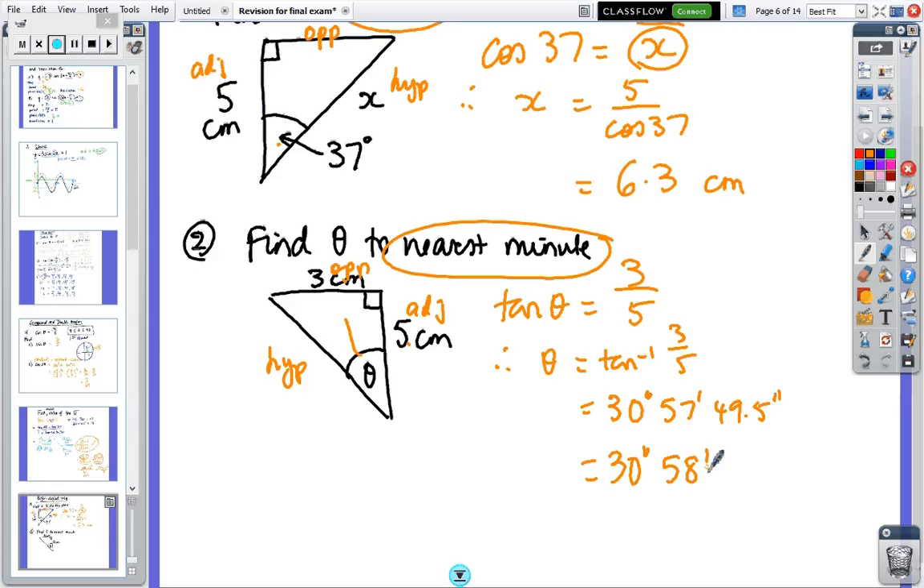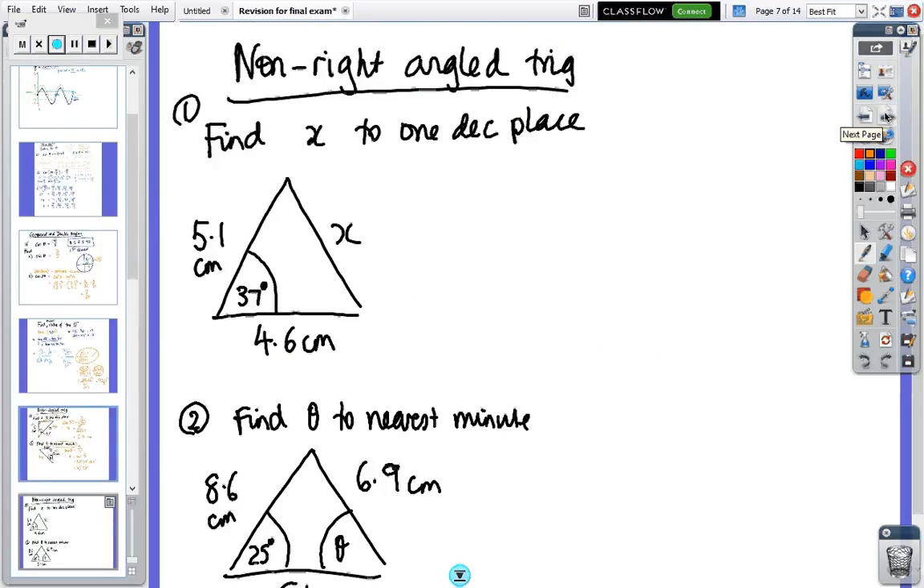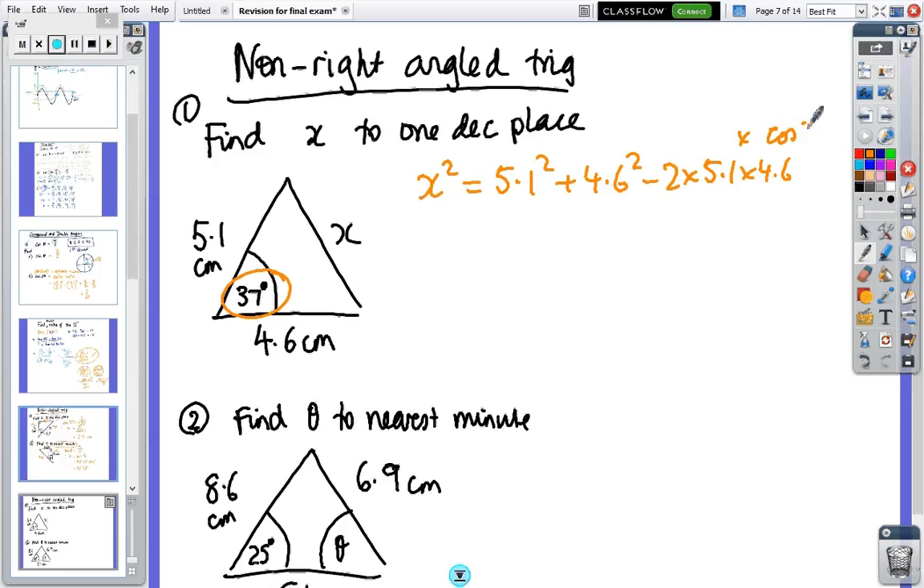Okay, moving on. So I've got non-right angle trig, so this is the sine rule and the cosine rule. You need to work out which one is applying to which. Pause, and when you're ready, come back. Okay, so we've only got one angle, so we can't use the sine rule, so it must be a cosine rule question. So we've got x squared equals 5.1 squared plus 4.6 squared minus 2 by 5.1 by 4.6 times cos 37.